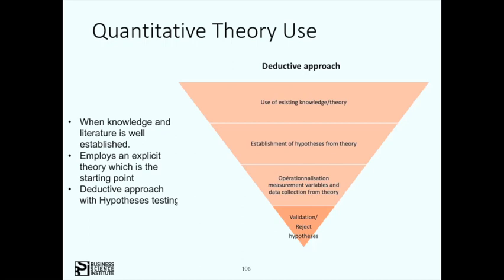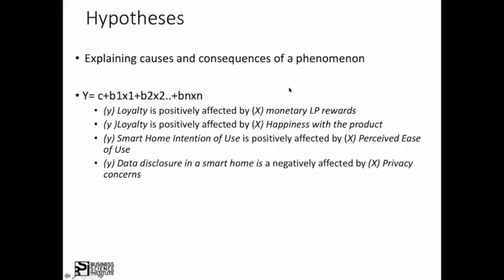Or for loyalty program research, theories are also the equity theory, but also social relationship theories. We have theories of perceived value. All these theories fit well and are well established in literature. That is why it makes sense to use these theories to explain how loyalty programs work. Are they efficient or not? And the hypotheses are formulated like the following. We explain causes and consequences of a phenomenon.